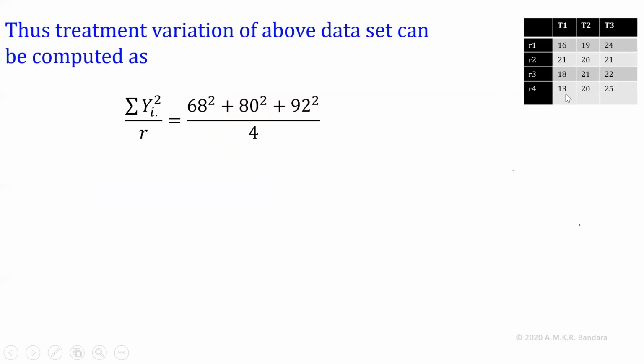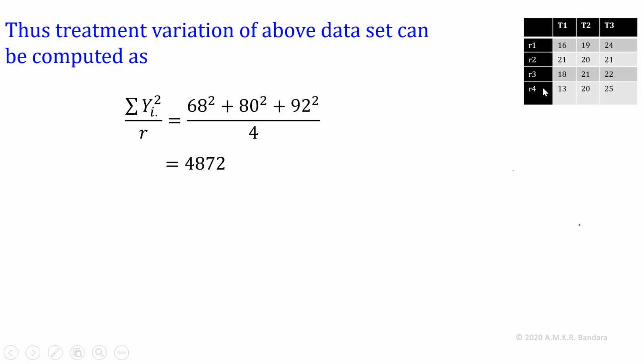Total of the first treatment is 68, total of the second treatment is 80, total of the third treatment is 90. So first we have to find these totals, then square those totals, then divide by the number of replicates. Here we have 4 replicates for each treatment. Thus divide by 4 and get the summation. That is equal to 4872.